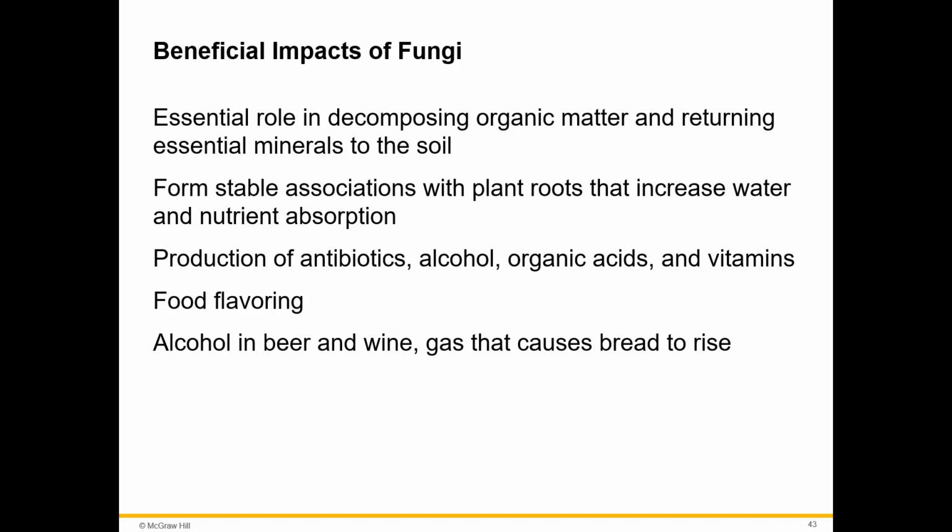But there's some benefits to having fungi around. So they play an essential role in decomposing organic matter and returning essential minerals to the soil. They form stable associations with plant roots that increase water and nutrient absorption. So they get food from the plant, but they provide the plant with some extra water. Production of antibiotics, alcohol, organic acids, and vitamins. So they're used to produce a lot of different things. We talked about antibiotics and why fungi produce antibiotics before. Food flavoring, and alcohol in beer and wine, gas that causes bread to rise.